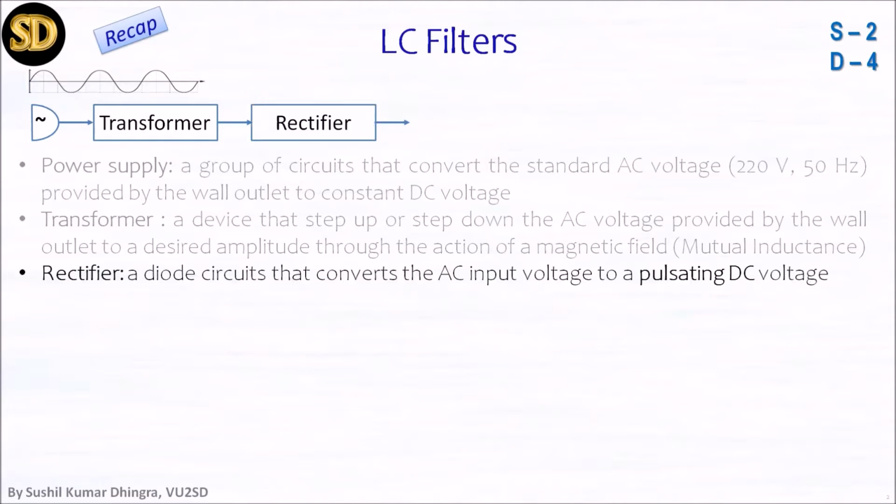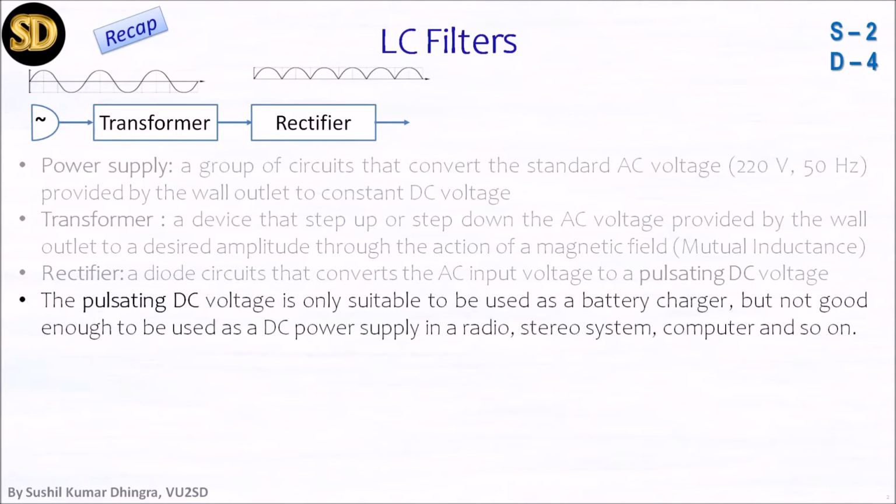The next part is the rectifier. What is the rectifier doing? It is a set of diodes that converts the AC input voltage to a pulsating DC voltage. This topic has also been explained in a previous session. Kindly see that one to understand the rectifiers. This rectifier section's pulsating DC voltage is only suitable to be used as a battery charger, but not good enough for electronic gadgets like radio, stereo system, computer, printer, even a DTH adapter, etc. We need a better quality output.